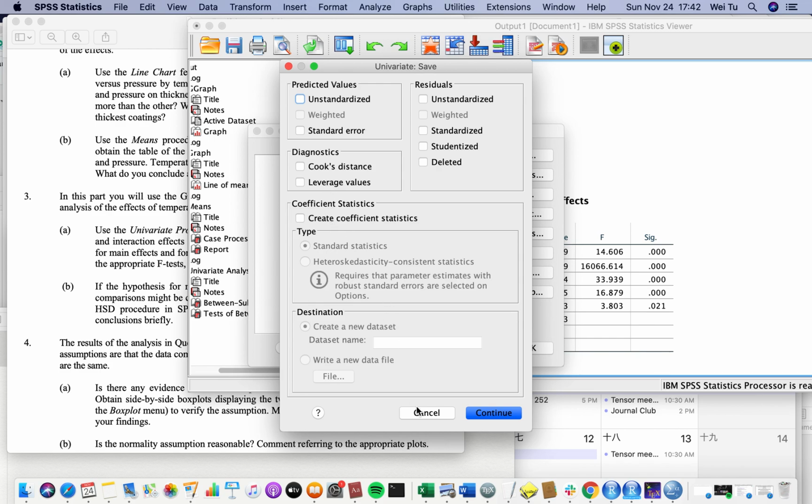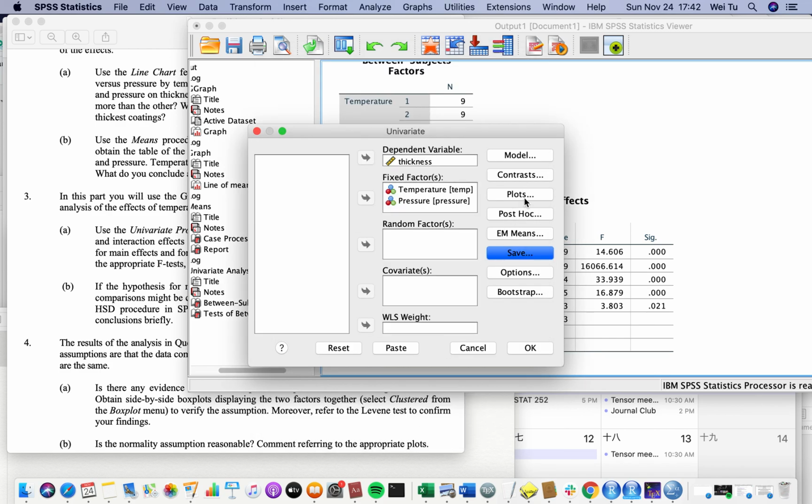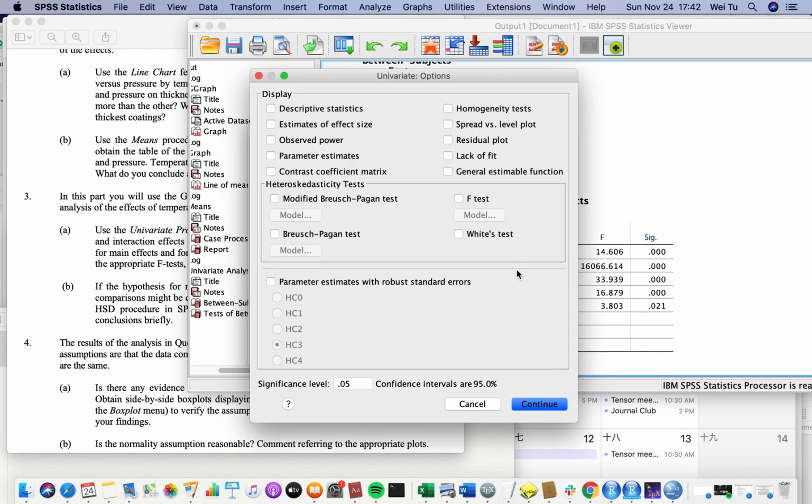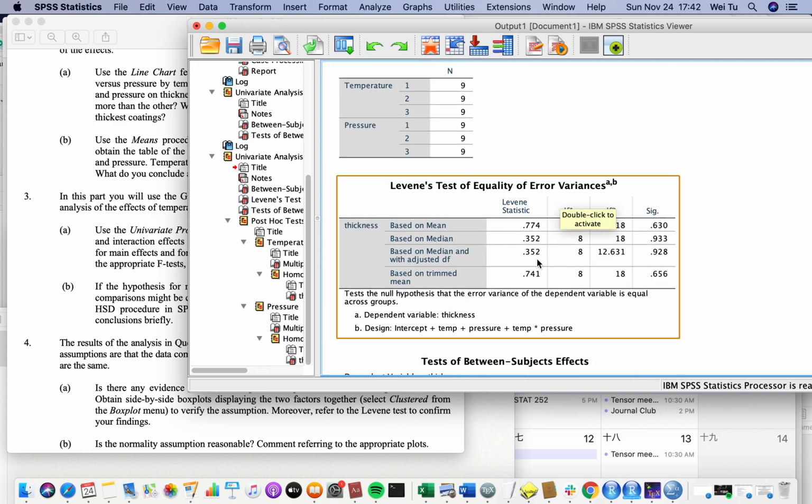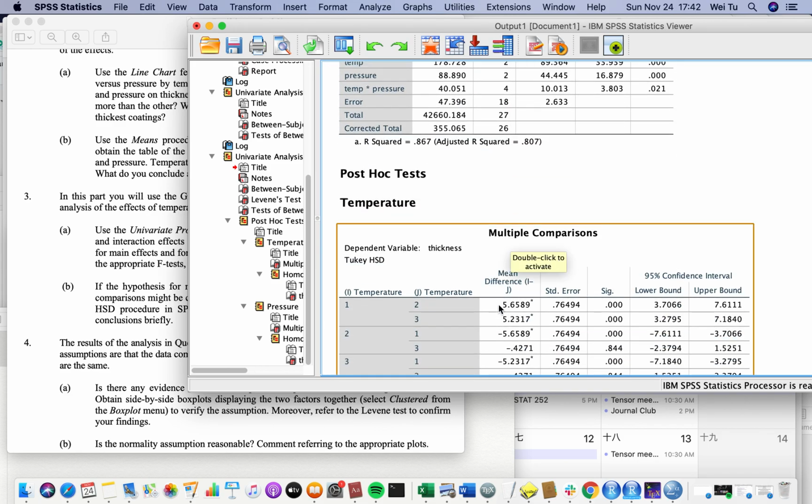Leverage value? No. Plots? No. Options? Yes. Homogeneity test, okay. Homogeneity test, and then let's do okay. So we have this, let's focus on the post hoc test.